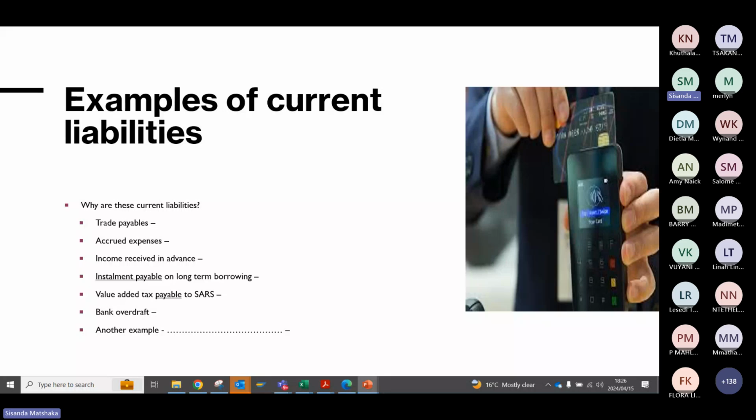Why would trade payables be regarded as a current liability? Anyone can unmute and shoot. Tell me, why would trade payables be regarded as current liabilities? Because it's payable in the current financial year. In the current financial year? Do you want to just reword that a bit? So yeah, actually, you are correct.